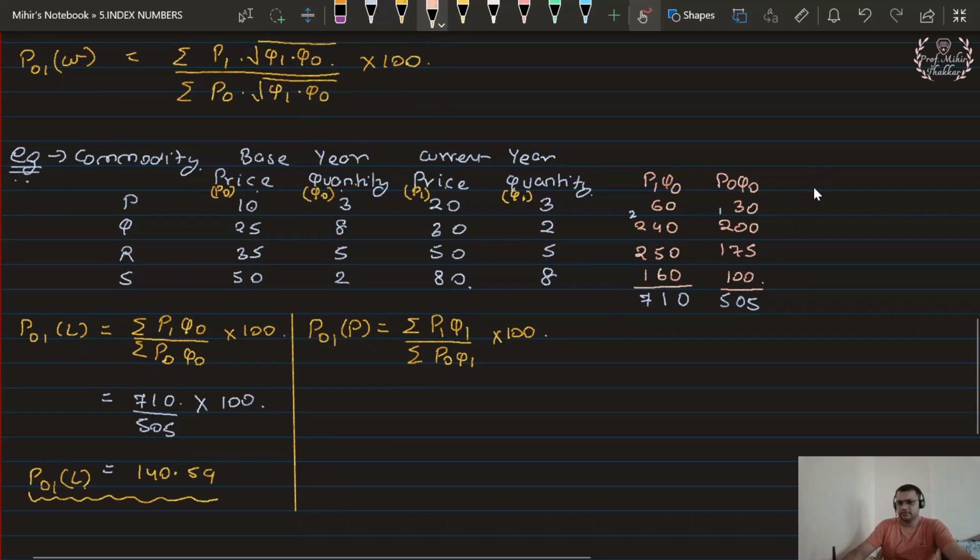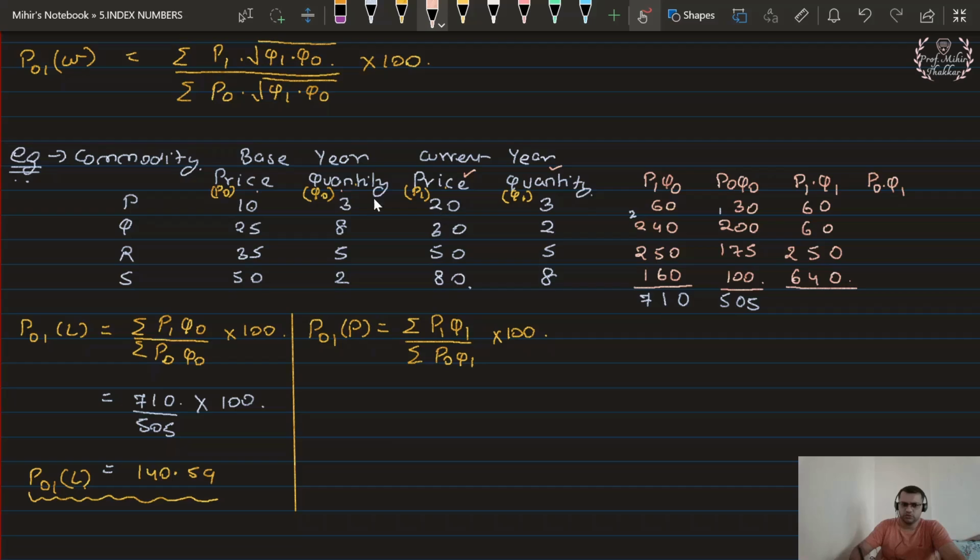For the numerator, P1 into Q1. For the denominator, P0 into Q1. So these are the columns of P1 and Q1. When we multiply these columns, 20 into 3, that will give you 60. 30 into 2, that's also 60. This is 250. And 8 into 8 is 64. So you get this as 640.